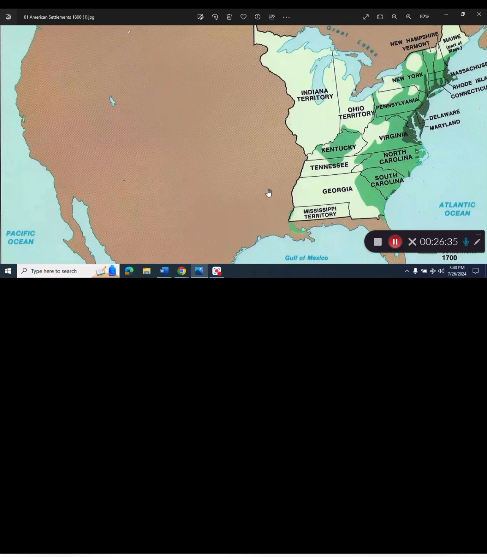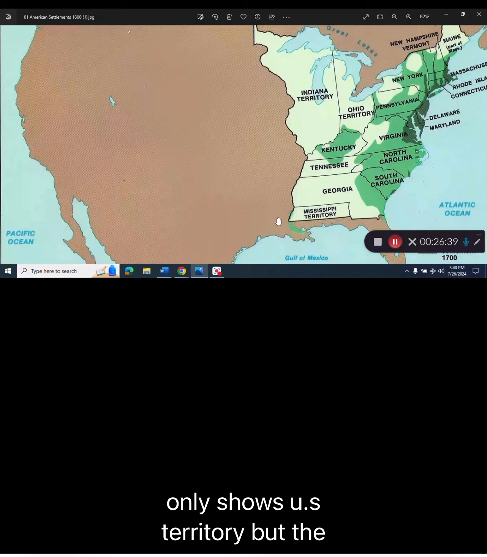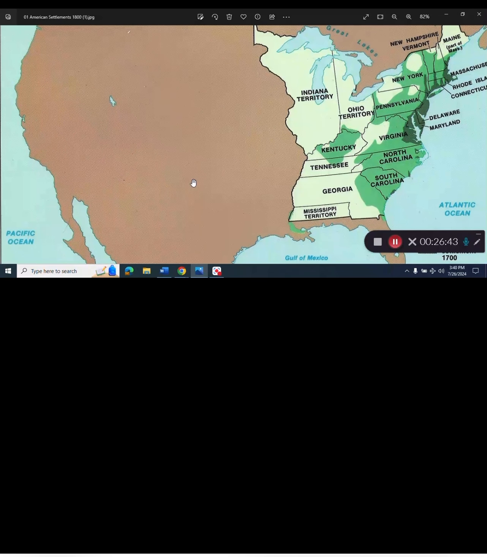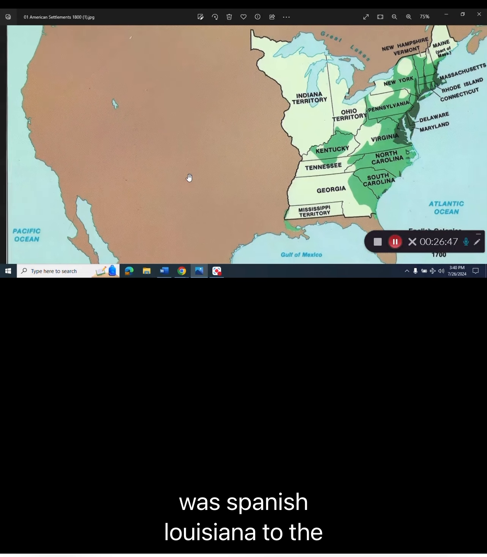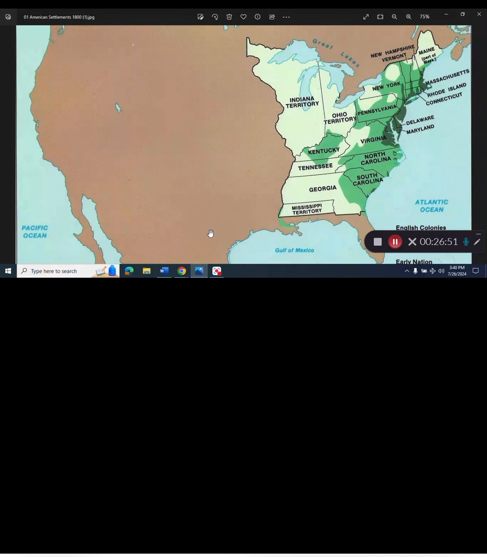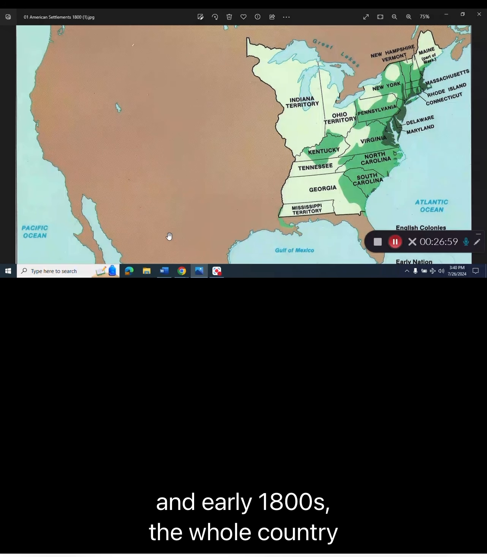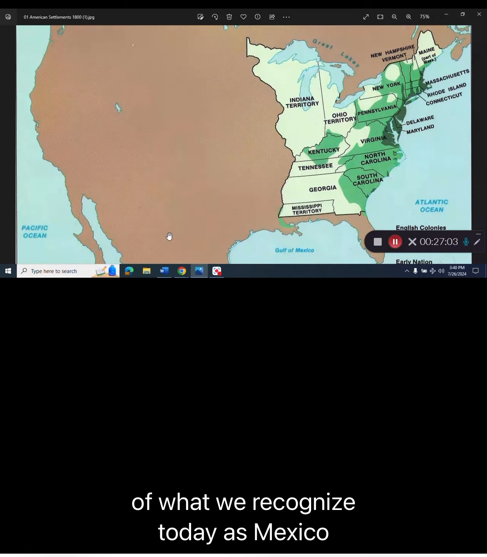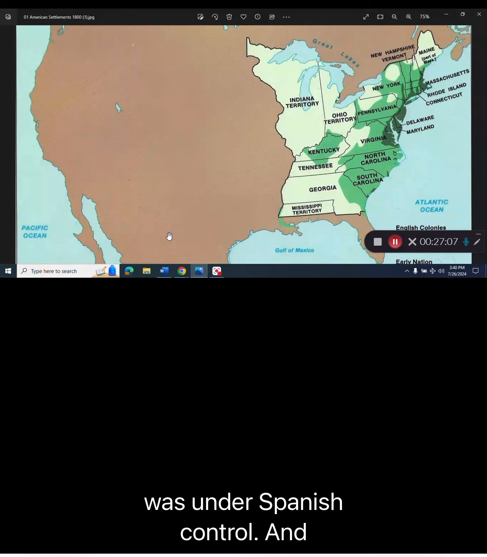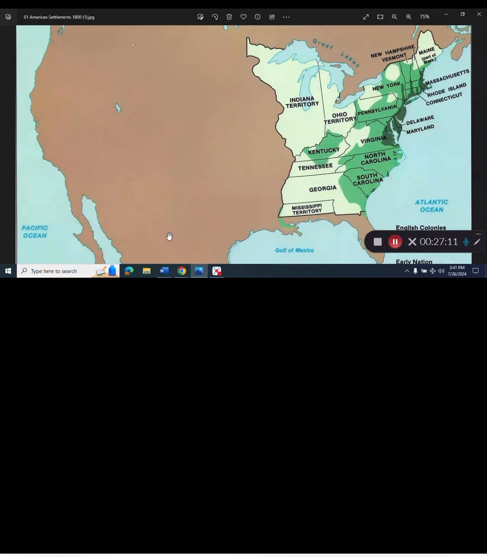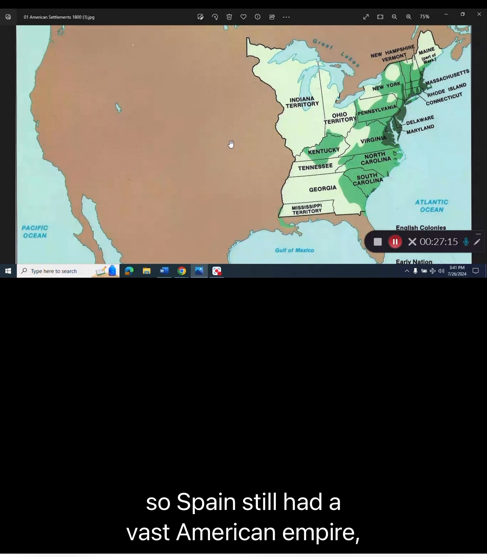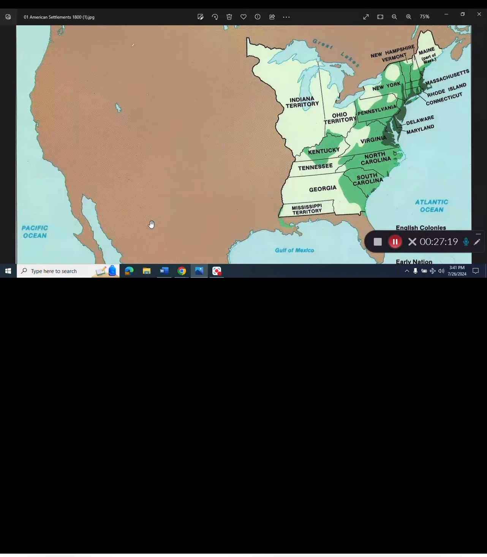Now, again, this map only shows U.S. territory, but the area west of the Mississippi River was Spanish Louisiana. To the southwest, you had Spanish Texas. And again, in the 1780s, 1790s, and early 1800s, the whole country of what we recognize today as Mexico was under Spanish control. And so Spain still had a vast American empire.